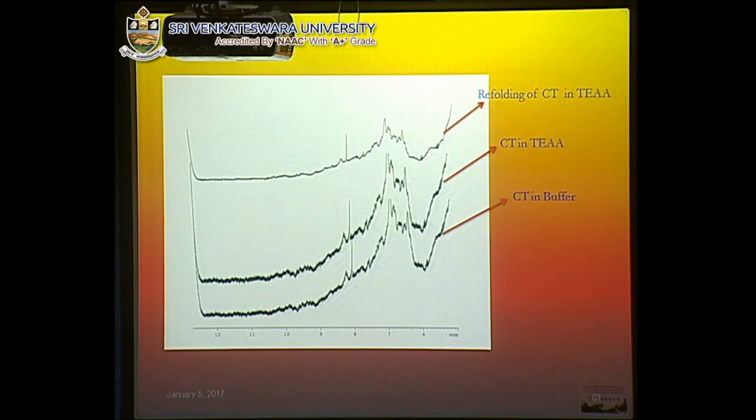Then we did NMR studies also. In the presence of buffer we have these kinds of peaks, in the presence of ionic liquid this is the native state, and this is the refolded state. We have seen almost the same peaks. So that indicates these ionic liquids behave as refolding additives against thermally denatured protein.